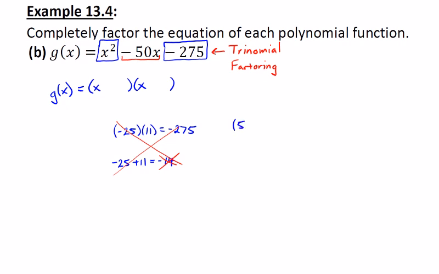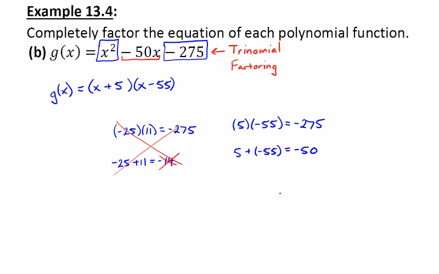So let's just try another pair. Let's take 5 and multiply with negative 55. That will also give me negative 275. But this time, if I add those two numbers together, I'm going to end up getting negative 50, which does match what I'm looking for. So then I'm going to take the two numbers, 5 and negative 55, and I will create my two factors with those.